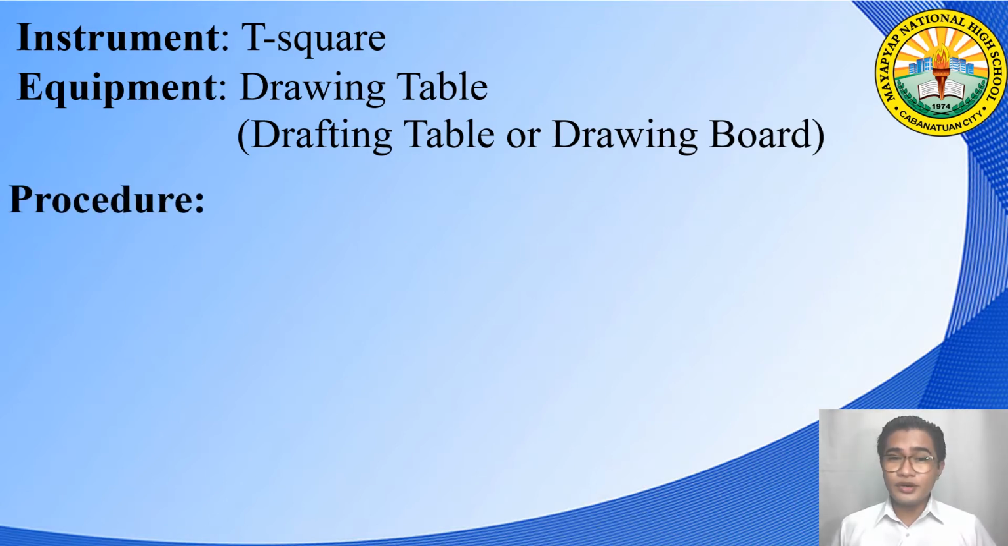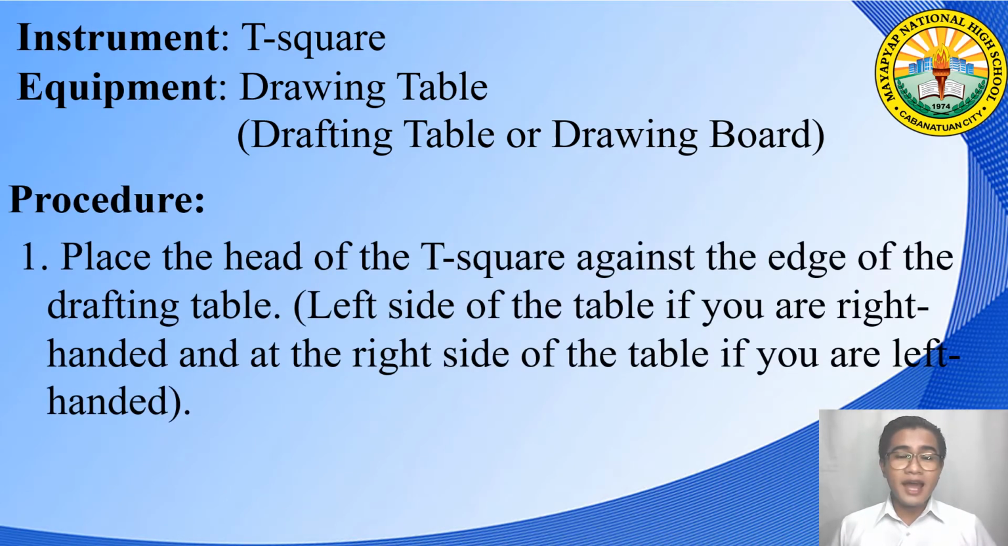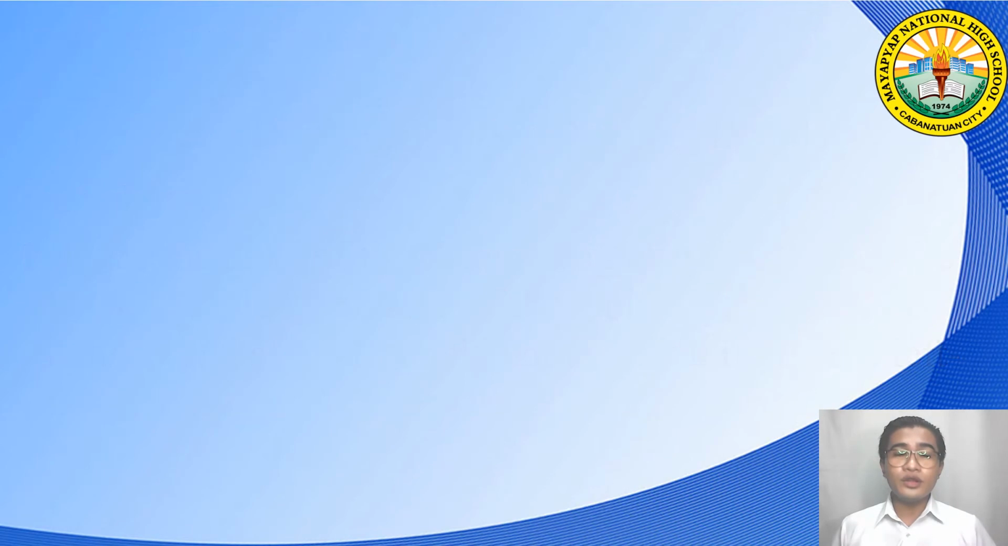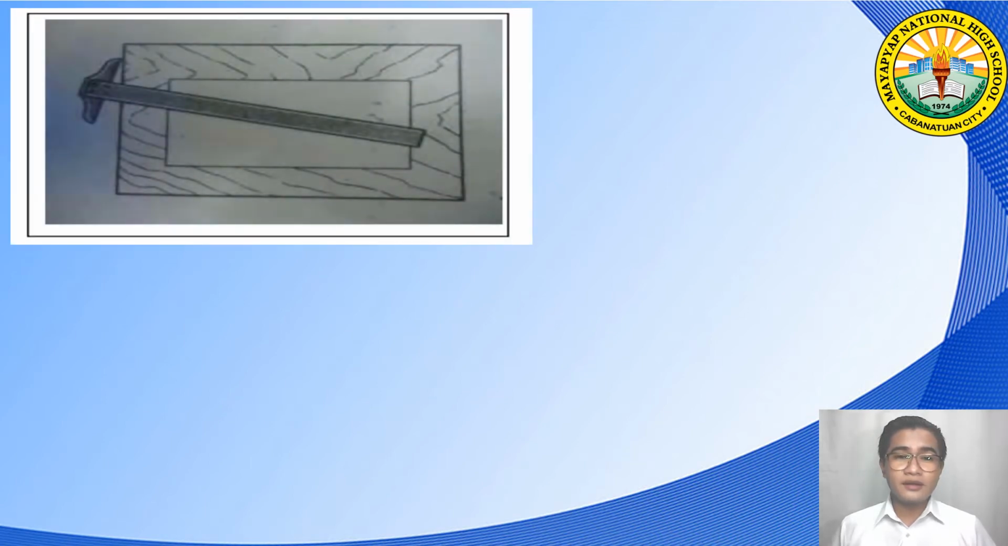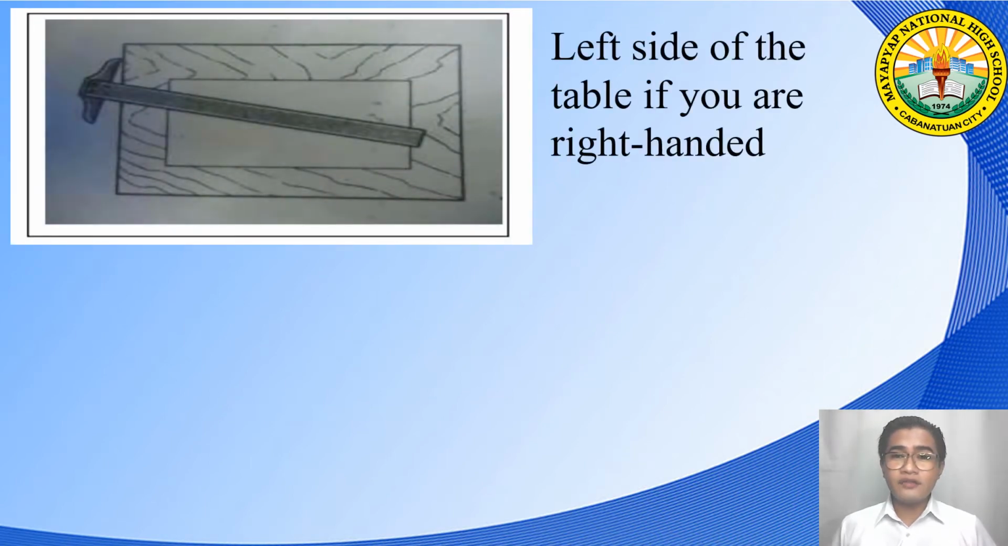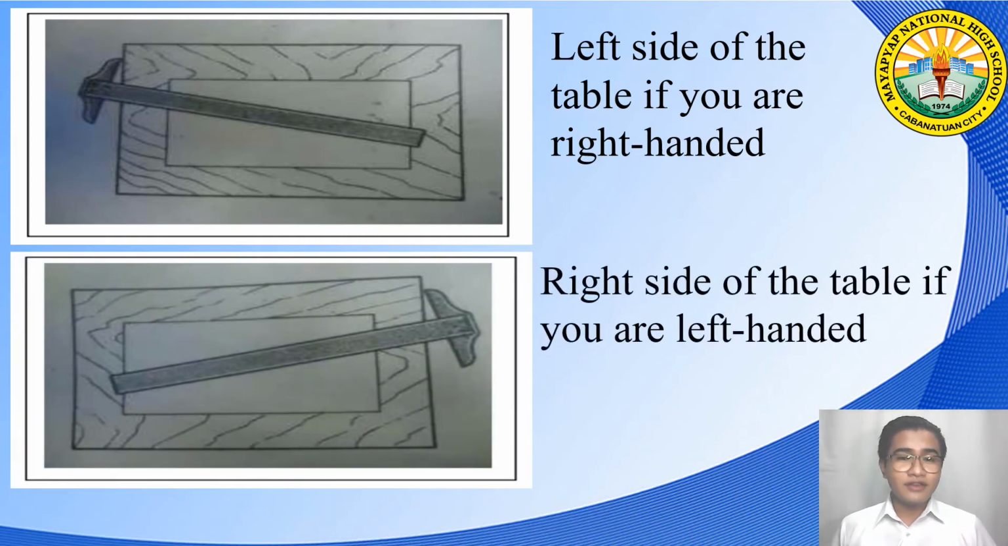Our procedure: place the head of the T-square against the edge of the drafting table. Left side of the table if you are right-handed, and right side of the table if you are left-handed. This is how you do it. Here is an example of how you are going to do this. Alright, left side of the table if you are right-handed, and right side of the table if you are left-handed.